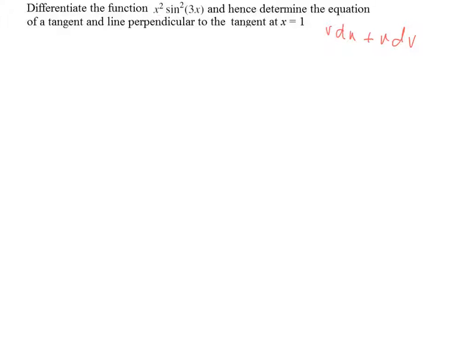Alright, what we've got here is a function x squared times sine squared of 3x. And they're asking us to differentiate it and then determine the equation of a tangent and a line perpendicular to the tangent at x equals 1. So we've got to differentiate this thing.